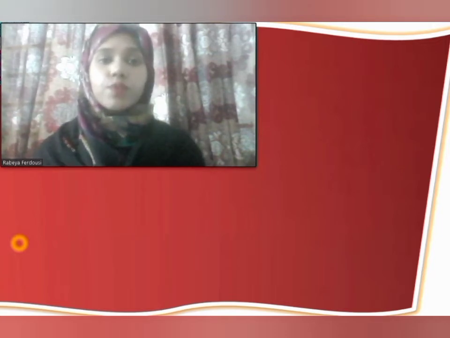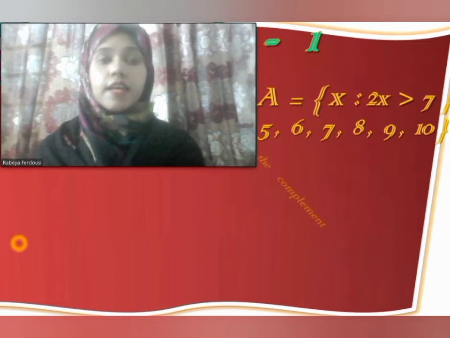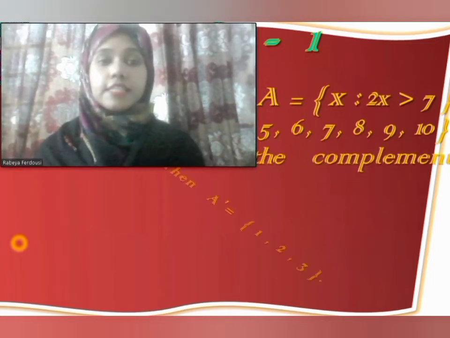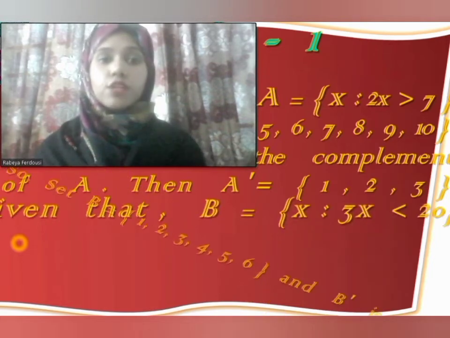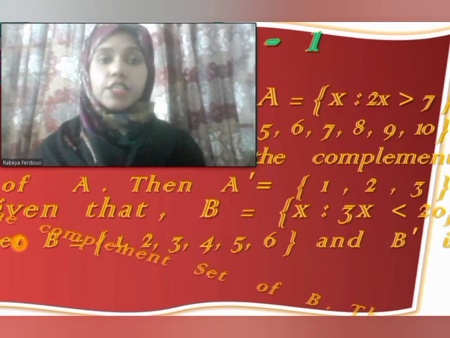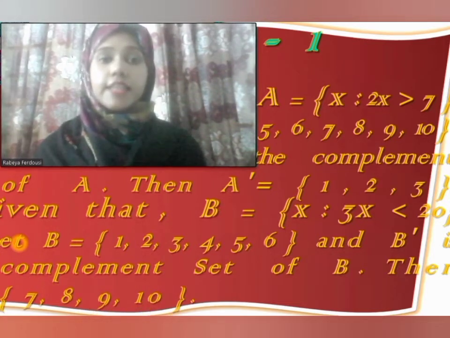After that, we will solve the elements of set B and B prime. According to our question, we know that B is equal to x such that thrice x is less than 20. Now, if we think about the integer x, when x is equal to 1, then 3 into 1 is equal to 3, which is less than 20. If x is equal to 6, then 3 into 6 is equal to 18, which is again less than 20.